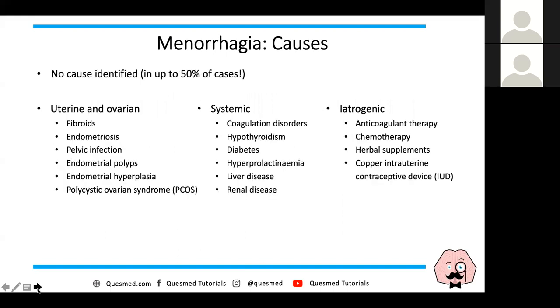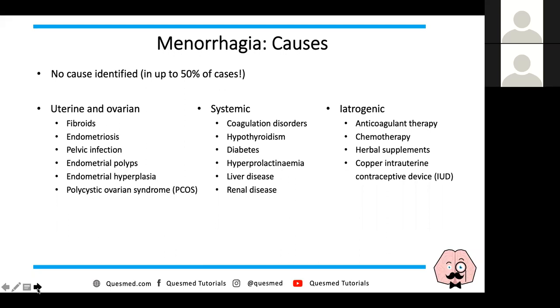So let's talk about causes of menorrhagia. In up to half of cases, there is no specific cause. It is just a heavy period and there's nothing that we can point our finger at. But we can divide other causes into uterine and ovarian, systemic and iatrogenic. Thinking about uterine and ovarian things, that includes things like fibroids, endometriosis, infections, polyps, hyperplasia and polycystic ovarian syndrome, PCOS.